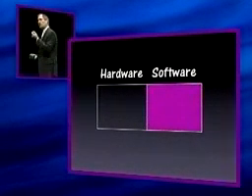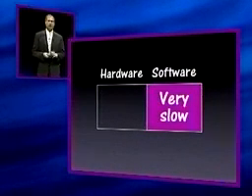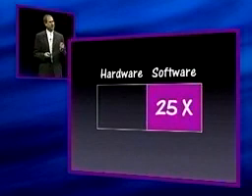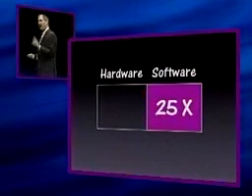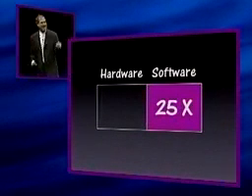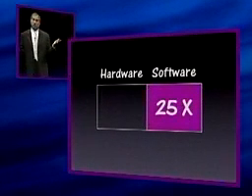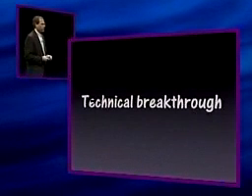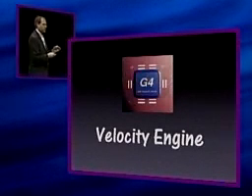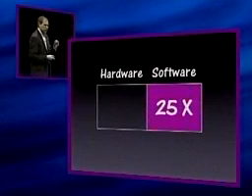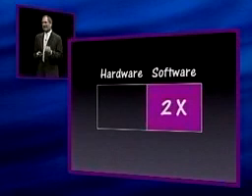But when we looked at the software to do it, it was very, very slow. Even on the fastest computers, it still took about 25 times as long as the source material. So to compress an hour's worth of video would take a whole day of your computer running, full blast. That's too long. Well, we had a technical breakthrough. We sent off a team of some of our scientists, and using the velocity engine in the G4, they have been able to reduce this 25x software compression down to 2x.